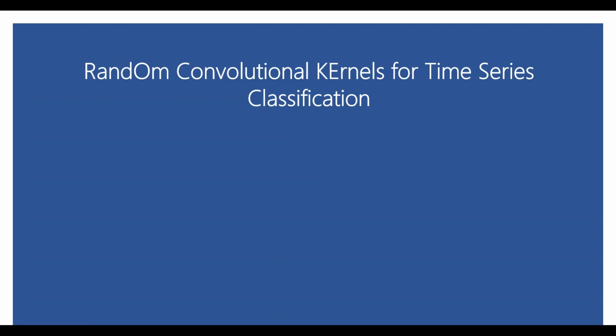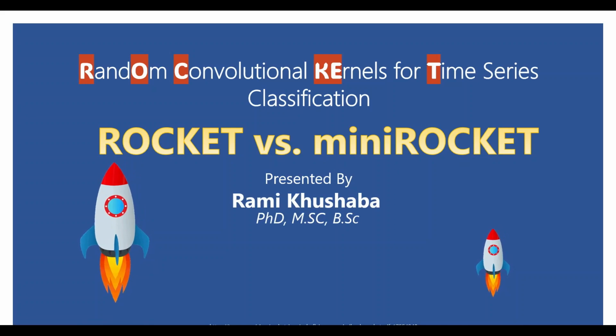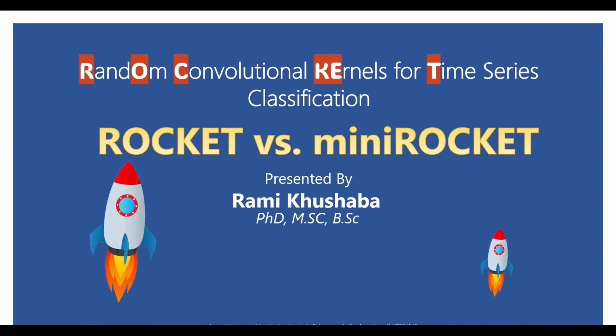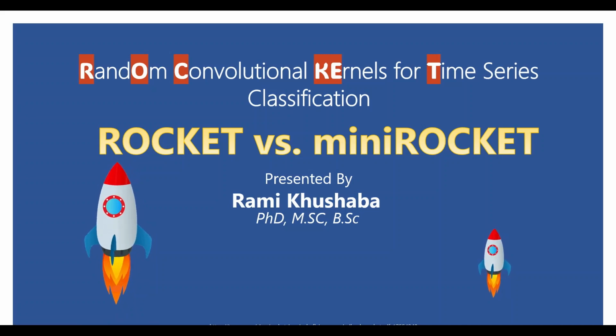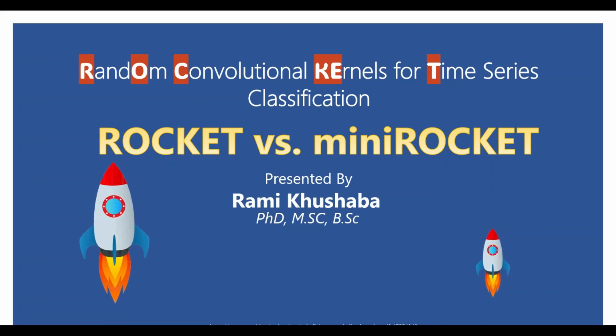Hello everyone. Today we will be talking about random convolutional kernels for time series classification, also known as Rocket, and the new version of it, which is called MiniRocket. So these are two versions of a convolutional neural network that has been presented, I believe it was in 2020 and 2021. This is a method that we are going to talk about today. The beauty of this method is that it's just randomly initialized and it doesn't have any kind of optimization or parameter tweaking. So let's see what this is about.